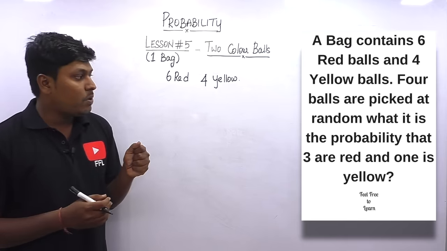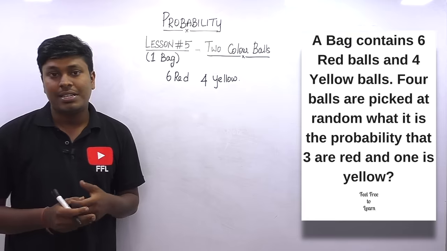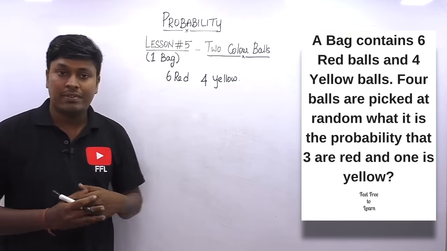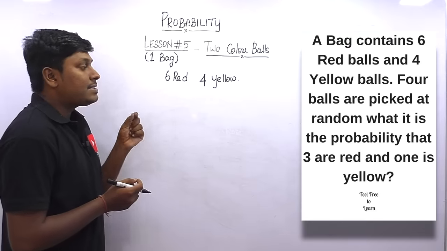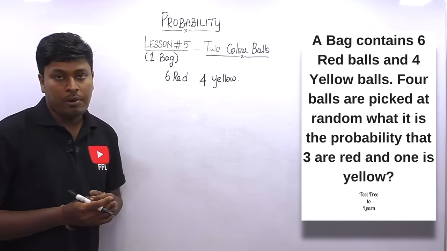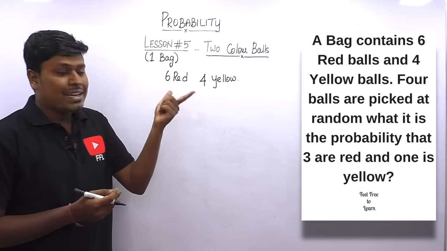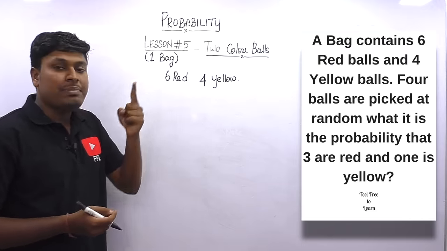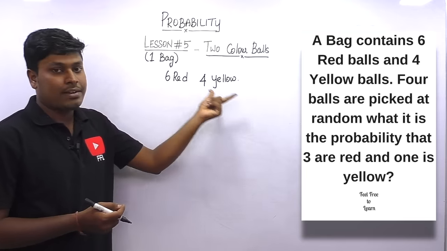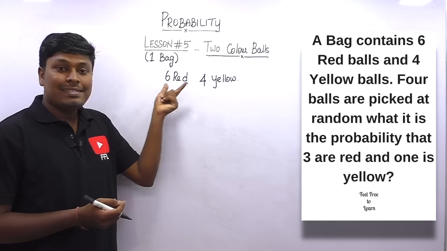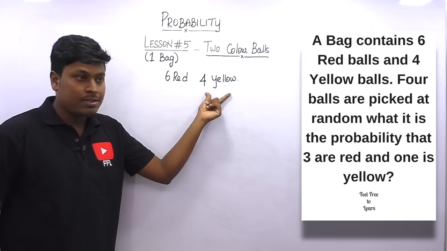In this lesson, we are going to solve 5 to 6 different questions based on 1 bag and 2 different color balls. Question number 1. A bag contains 6 red balls and 4 yellow balls. Listen carefully. In the first line, a bag contains, which means one bag contains 2 different color balls, which is 6 red and 4 yellow.